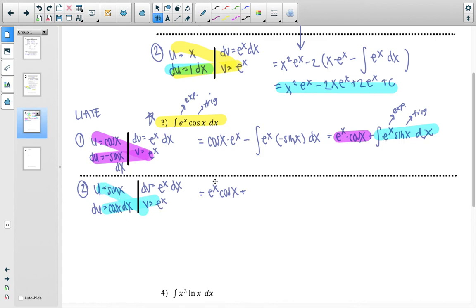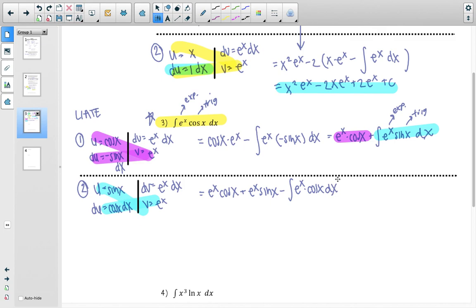So it's sine of x times e to the x. I'm going to write the e to the x first just this time, kind of like here, but I just rewrote it right away. Minus e to the x cosine of x dx.